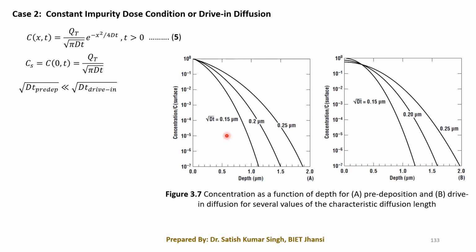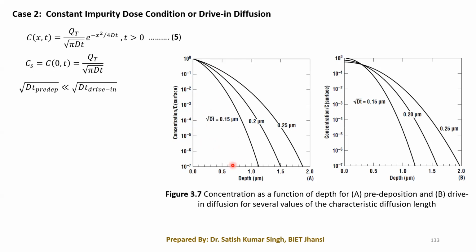In the pre-deposition process, we have a constant source supply, and we said that the surface concentration is not going to change. It will be equal to the surface solid solubility of the impurity atoms in the silicon. It is always equal to Cs. The surface concentration never changes, and it does not depend on the duration of the pre-deposition.